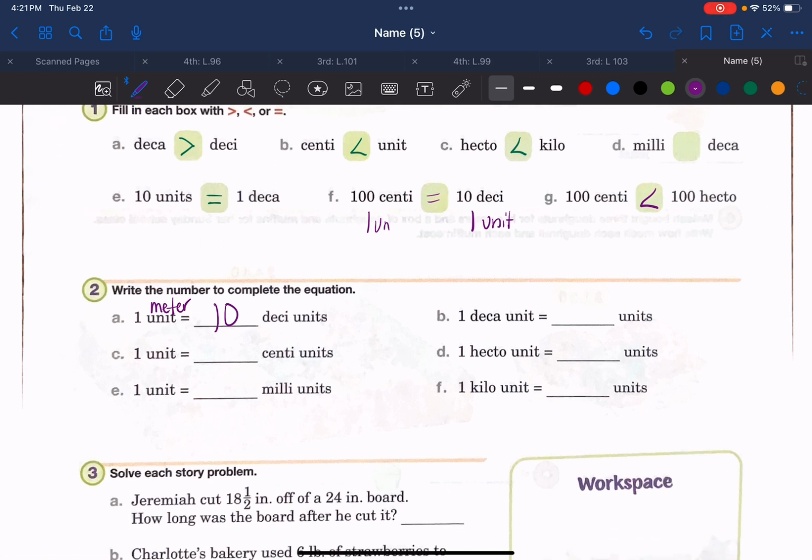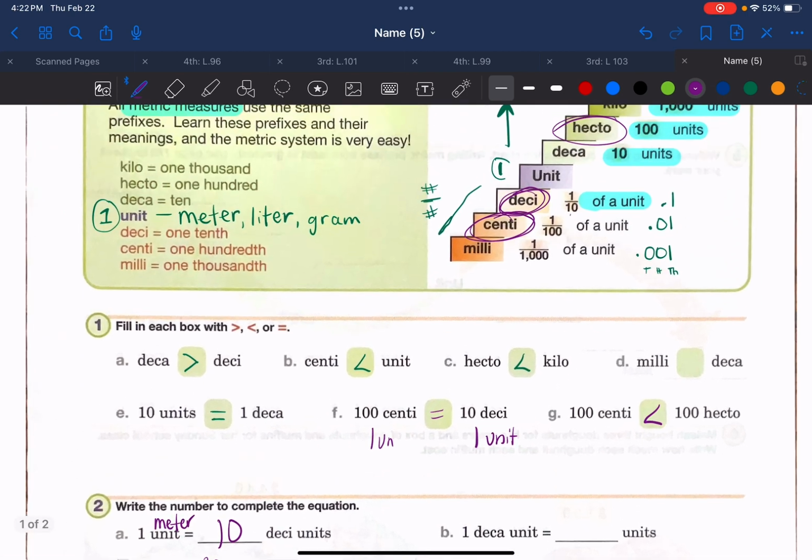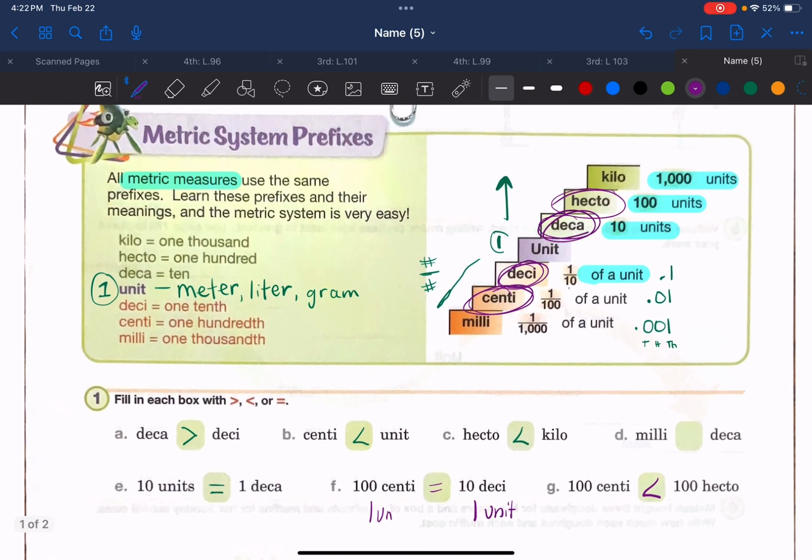How many centi-units? How many centimeters do you get to 1 meter? You need 100. How many millimeters do I need to get to 1 meter? I need 1,000. Now they go backwards. They start with the bigger one. They start with the deca, which is up here.